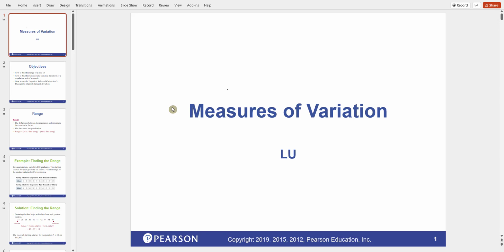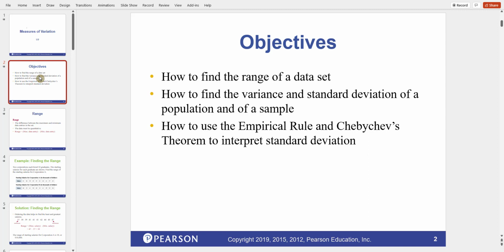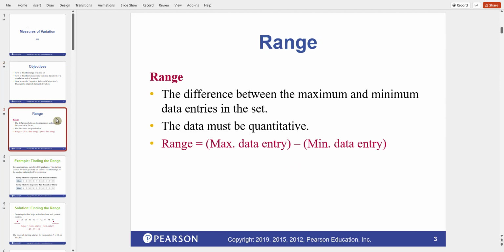In this video, I will talk about measures of variation. We will discuss how to find the range of a data set, how to find the variance and standard deviation of a population and of a sample, and how to use the empirical rule and Chebyshev's theorem to interpret standard deviation. So first, let's discuss the range.